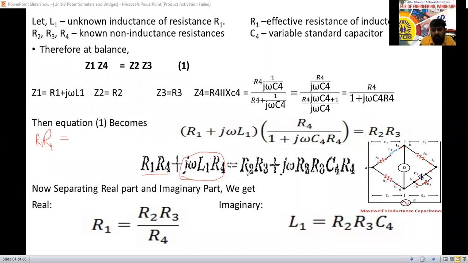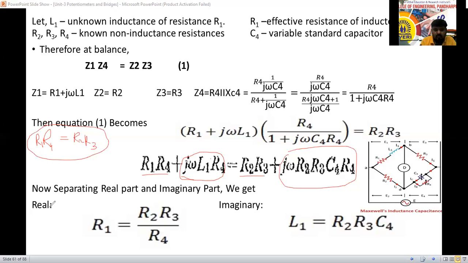Next, this is R2, R3, the real term, and this is the imaginary term. First I will calculate the real term. R1, R4 equal to R2, R3. You can check this one. It is the same as a Wheatstone bridge now. R1, R4 equal to R2, R3.